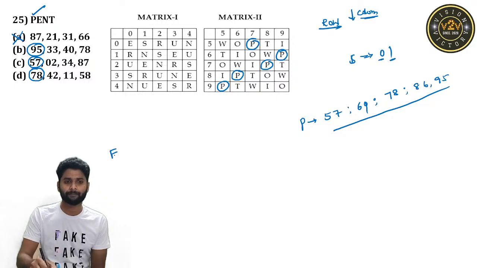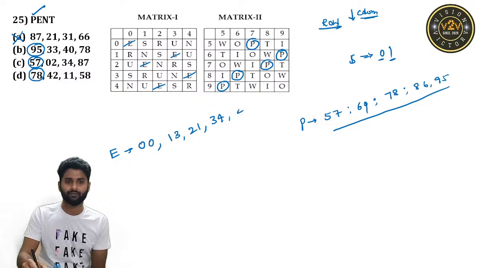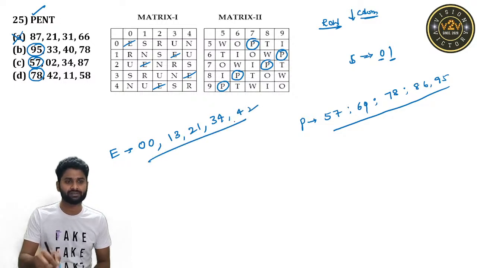Let's go for E. E, E, E and E. Let's go through the numbers here: 0, 0, 1, 3, 2, 1, 3, 4, 4, 2. So these are the possible numbers. You can't see the zeros. 13 is not there. Let's go for 21. We have 34 and 42. Yes, we can eliminate this option. Why? Because you can't see these numbers, right?